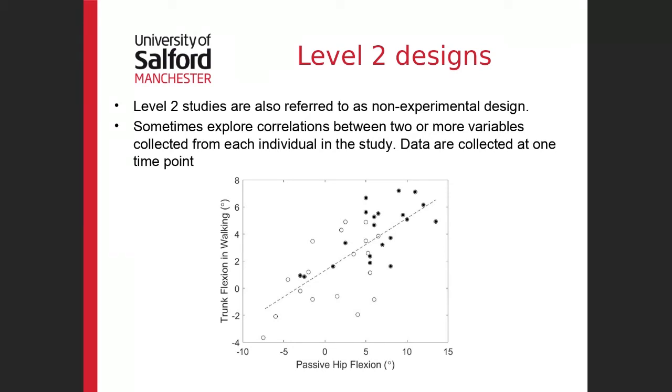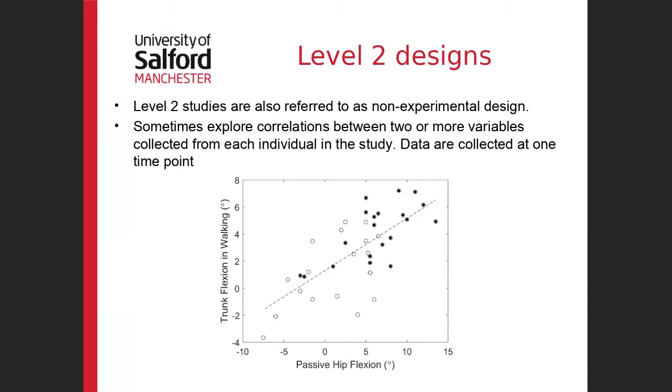This is building on that data I showed you before from people with knee osteoarthritis, where we took a group of people with knee osteoarthritis, and they're the black dots, and a group of healthy people, and they're the unfilled dots. And what we've done is we've correlated the flexibility in their hips, which is on the bottom axis, with how much they lean forward, how much they're flexed when they're walking.